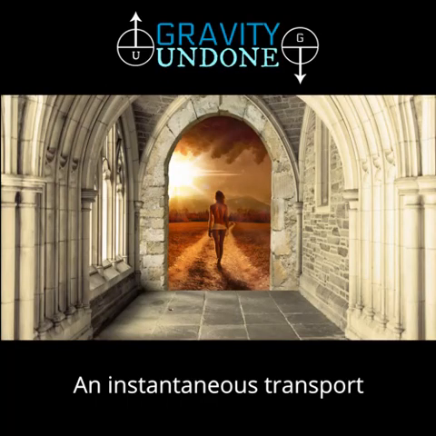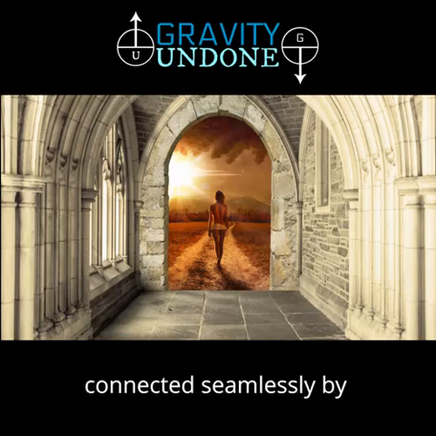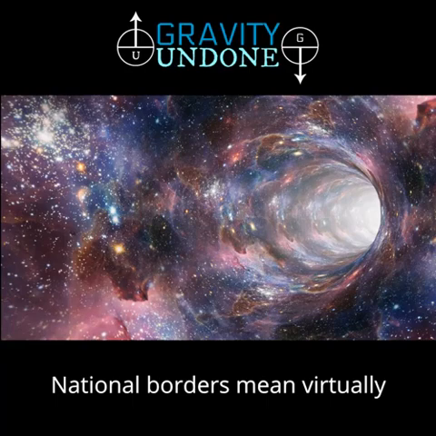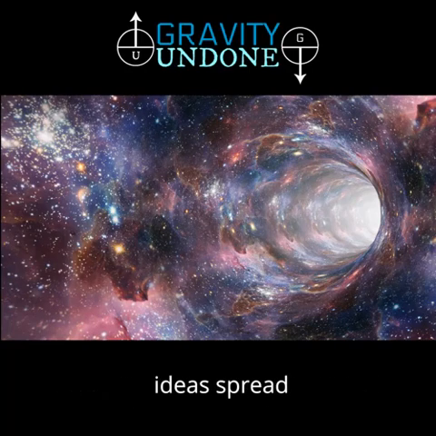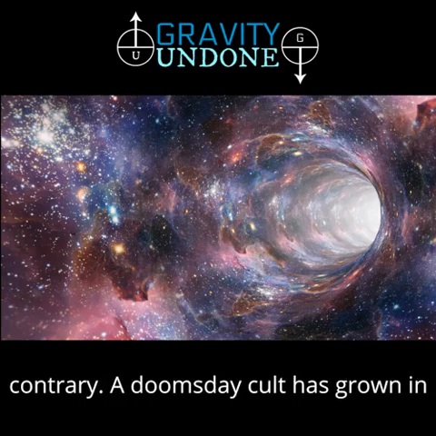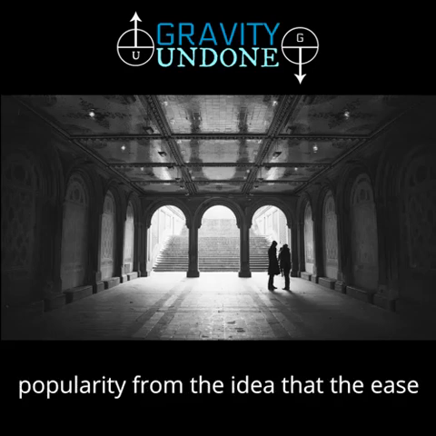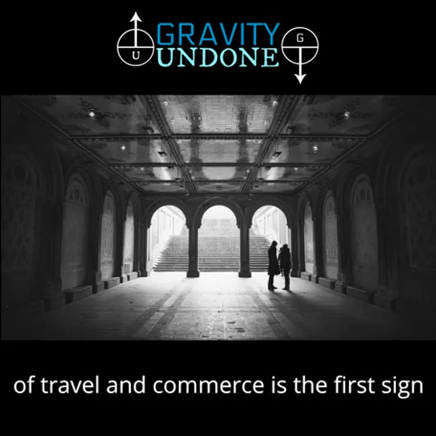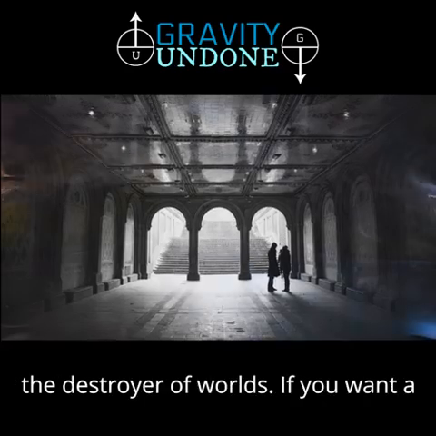An instantaneous transport network allows worlds and space stations around the galaxy to be connected seamlessly via always-on portal gates. National borders mean virtually nothing, as people, goods and ideas spread easily despite any efforts of governments or organisations to the contrary. A doomsday cult has grown in popularity from the idea that the ease of travel and commerce is the first sign of the end times, and nothing will stop the destroyer of worlds.